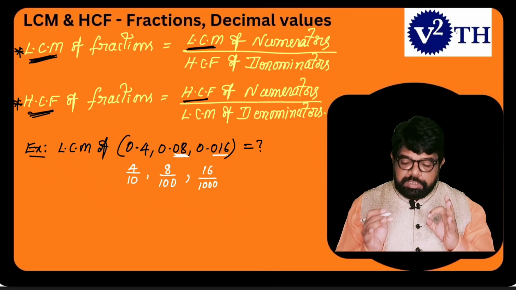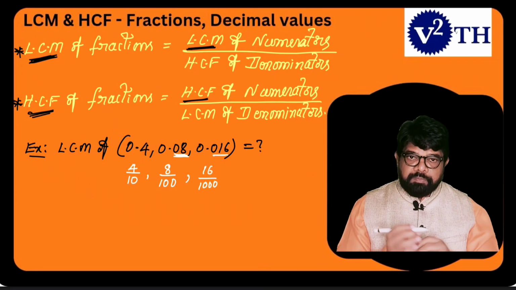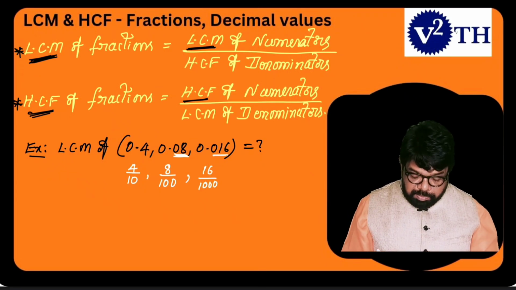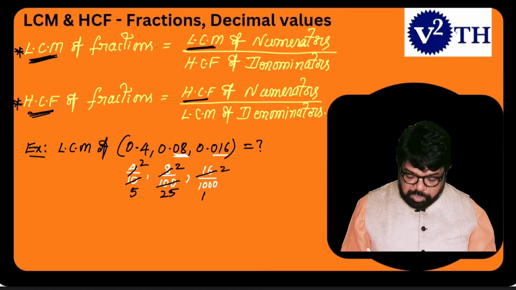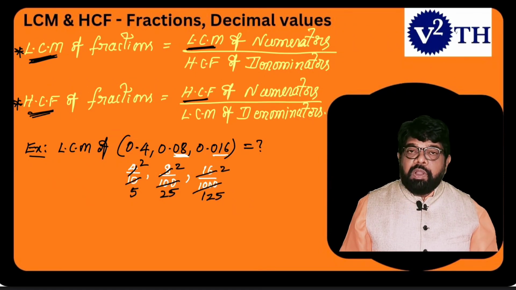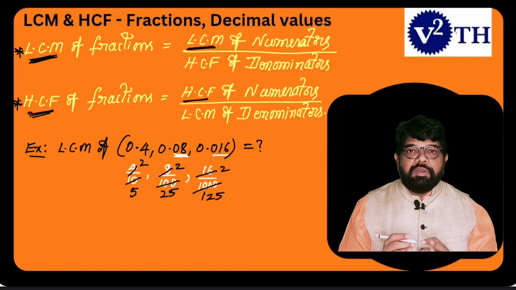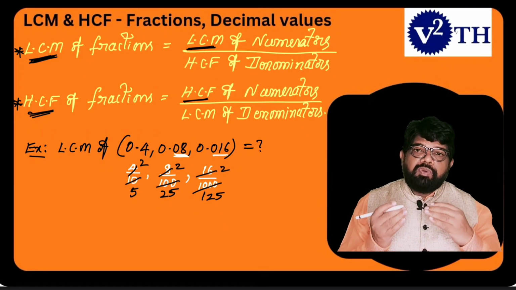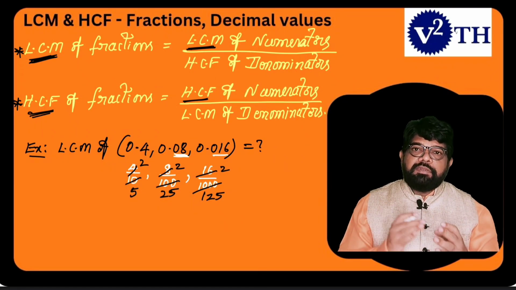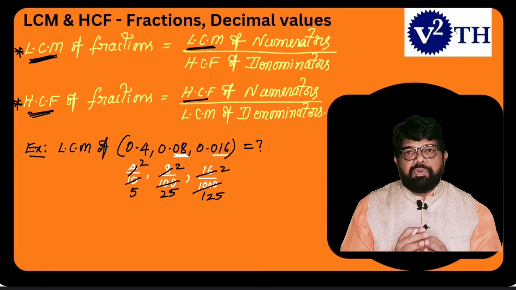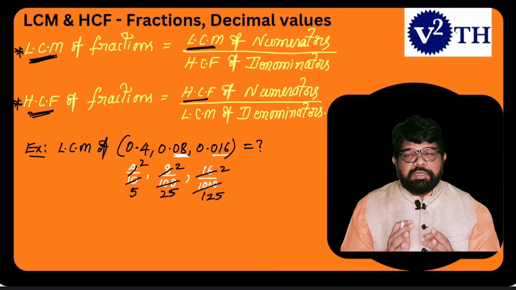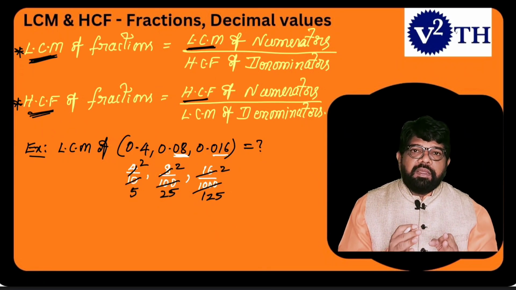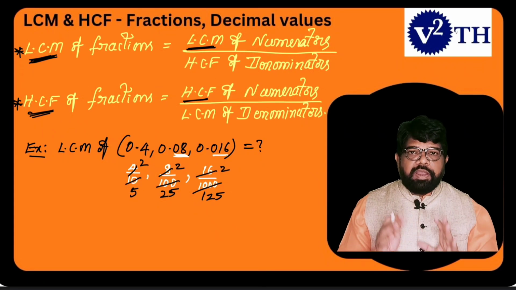Now always put the fraction in simplified form only. Put in simplified form: 2 2s, 2 5s it is. Now again 4 2s, 4 25s. Now again 8 2s, 8 125 is 1000. Always put the fraction in simplified form. After simplified form only, you have to calculate the LCM of fractions and HCF of fractions. Very important point. After simplification of fractions only, you have to apply the LCM of fractions and HCF of fractions.